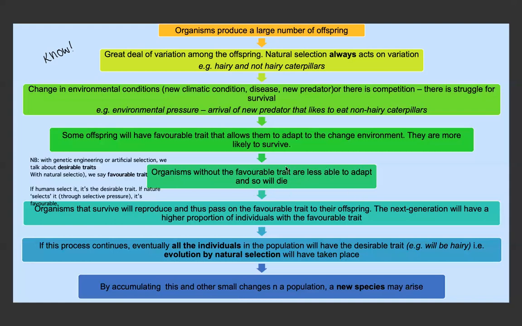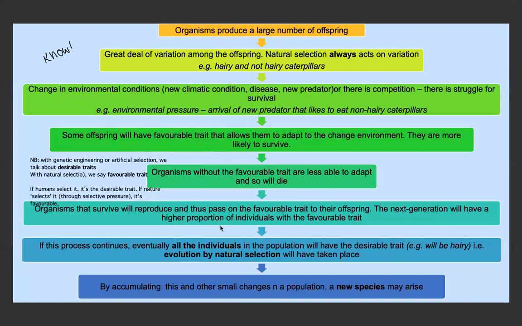So those would be the non-hairy caterpillars. They can't adapt to this arrival of the new predator and they will be eaten by the predator. The organisms that survive will reproduce and they'll pass on the favorable trait to their offspring. That's because pretty much the only organisms that survive are those with the favorable trait. So they'll pass it on to the next generation.